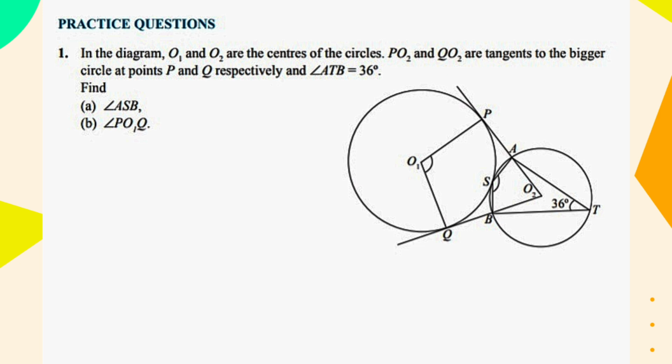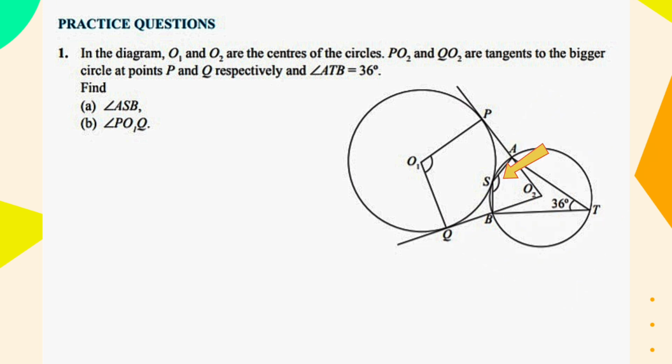In the diagram, O1 and O2 are the centers of the circles. PO2 and QO2 are tangents to the bigger circle at points P and Q respectively. And angle ATB equals 36 degrees. Find angle ASB and angle PO1Q. When you have a cyclic quadrilateral ASBT, the opposite angles add up to 180 degrees.